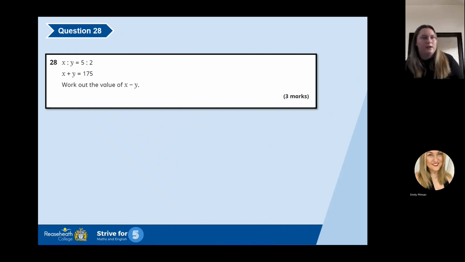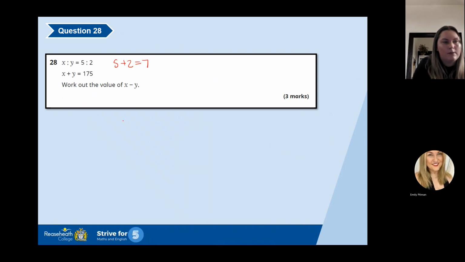So x to y equals 5 to 2, the ratio 5 to 2. x plus y equals 175. Work out the value of x minus y. So first of all, I'm going to find out how many parts it is. So it's 7 parts. So 5 add 2 equals 7.